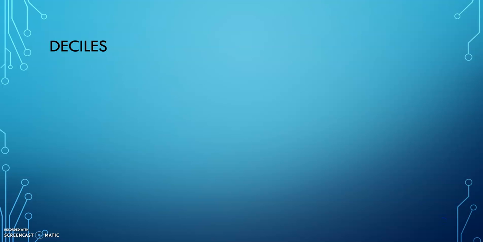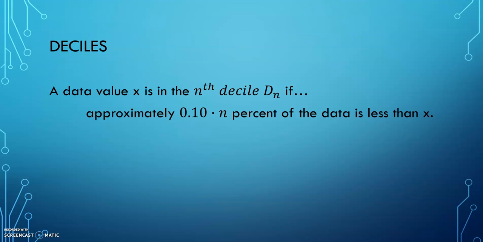Deciles. Percentiles are percent, per 100. Deci means 10. A data value x is in the nth decile, d sub n, if approximately 0.10 times n% of the data is less than x. Breaking it into tenths, 10 sections. So from 0 up to 9, we're going to have 10 even sections. Decile 1 equals the 10th percentile. Decile 2 equals the 20th percentile. Decile 9 equals the 90th percentile.